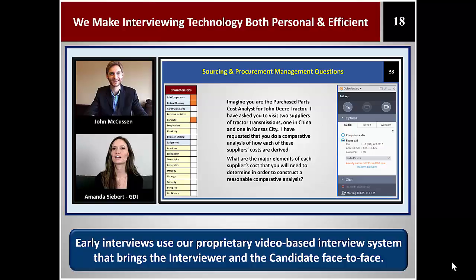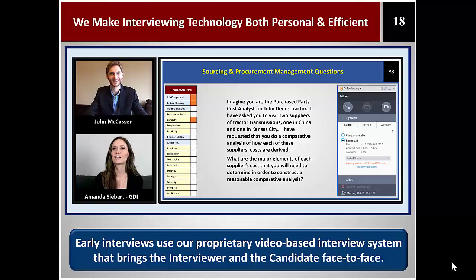So here's an example of a screen. This is what you're looking at if you're interviewing for, in this case, maybe a purchasing manager position. So we would have a predefined time where we'd get together. The interviewer, in this case, Amanda is interviewing you, John. And so both people can see both people on the interview.